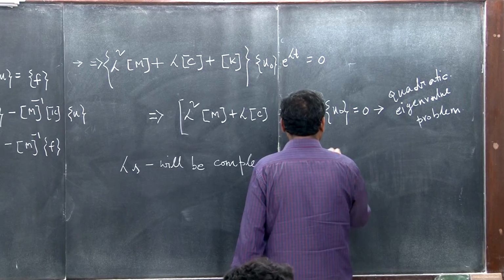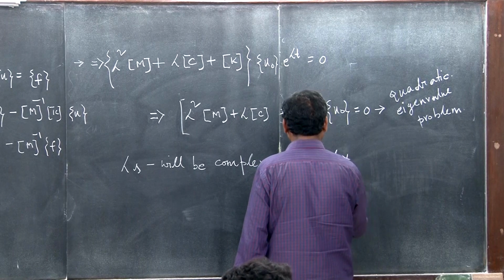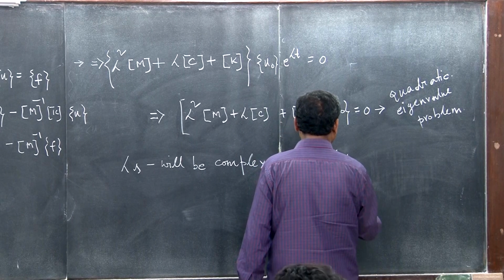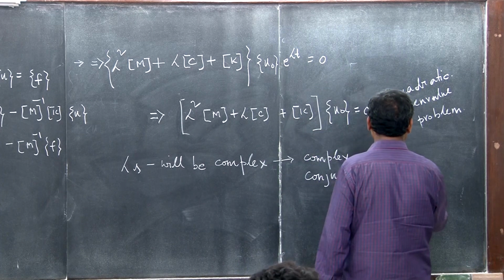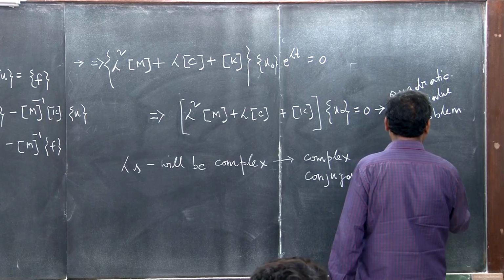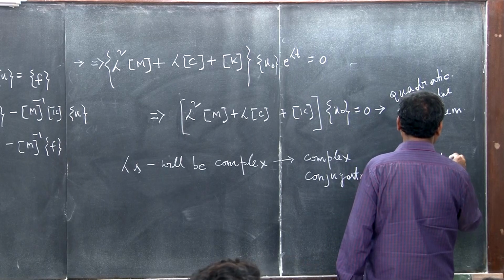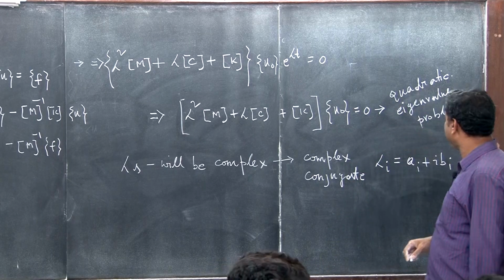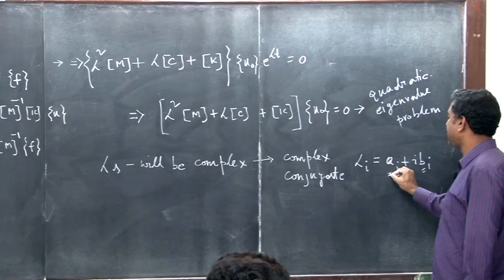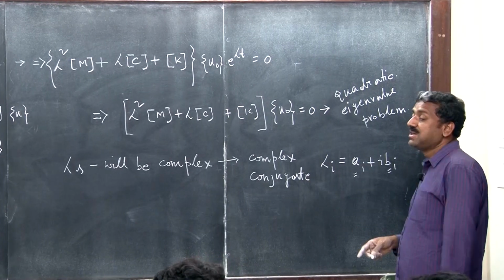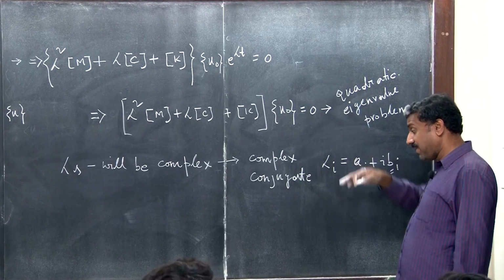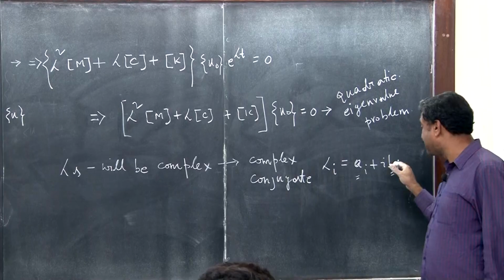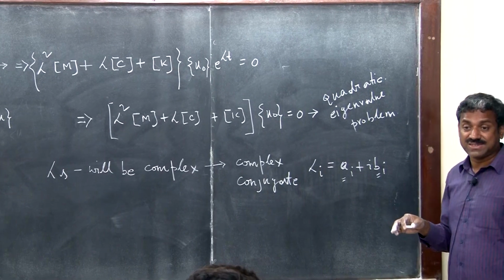So when there are complex eigenvalues, they will appear in complex conjugates. Complex conjugate means any lambda i will be expressed as a_i plus i b_i, something like that. So real part and imaginary part. The real part can be associated with the damping because it basically acts as an envelope function, right? The imaginary part will be associated with the omega frequency, right?